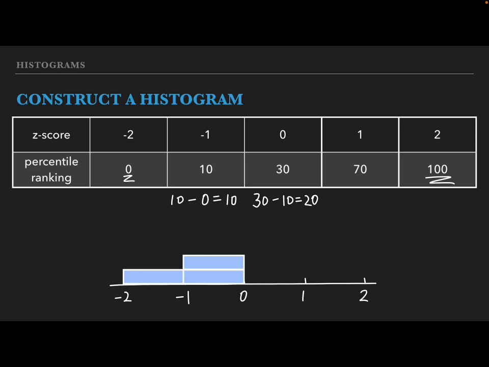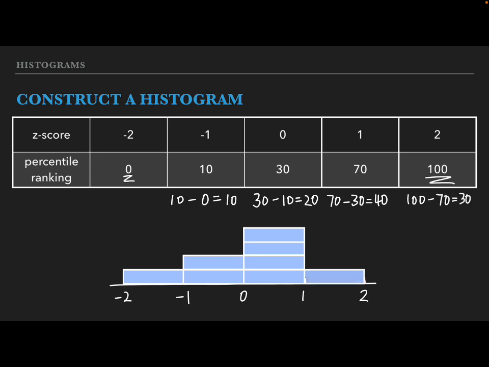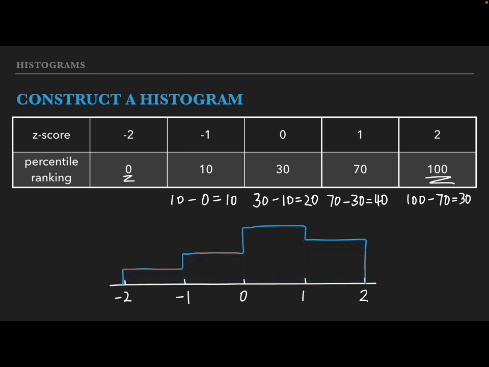After that, 70 minus 30 equals 40% of the data is in between 0 and 1, and we use 4 blocks to represent that. 100 minus 70 is 30, so 30% of the data is in between a z-score of 1 and 2. So here are 3 blocks. Finally, we can use a line to construct the histogram, and that's our histogram.